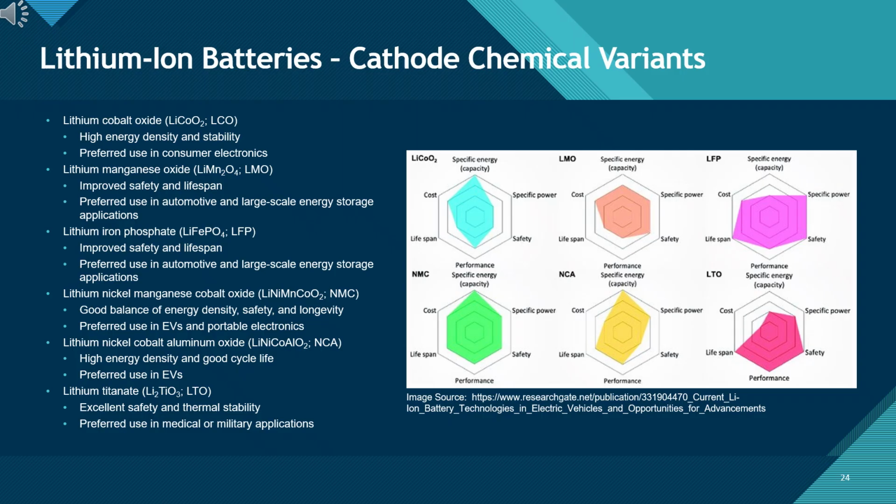The radar charts in the image compare these chemistries across 6 dimensions: specific energy, specific power, safety, performance, lifespan, and cost. Each one has trade-offs, and understanding these helps engineers choose the right chemistry for the right application.